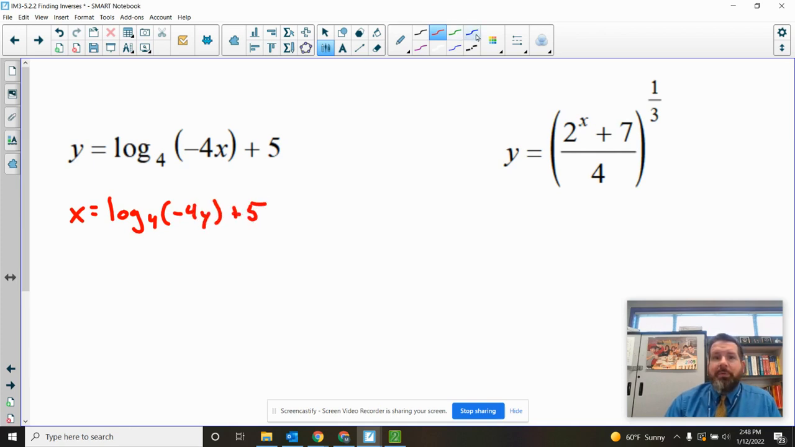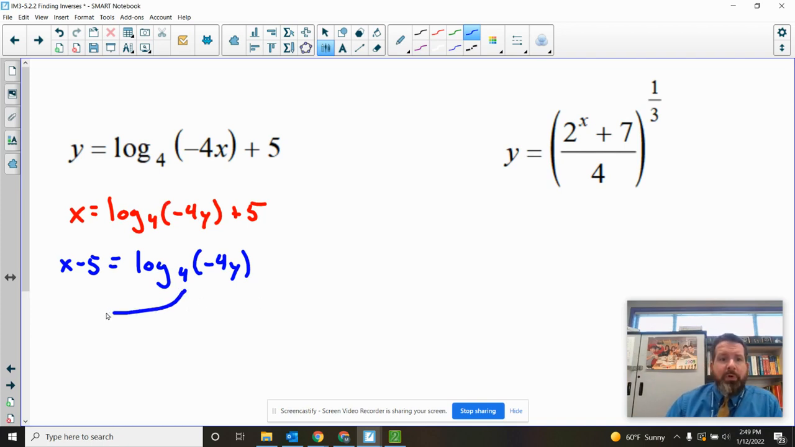Before we switch forms, we got to subtract that 5 over. Okay, we are now ready, because the log is by itself, no other plus, minus, multiply, or divide on the front or on the back. Ready to switch to exponential form. So 4 to the power of x minus 5 equals negative 4y.